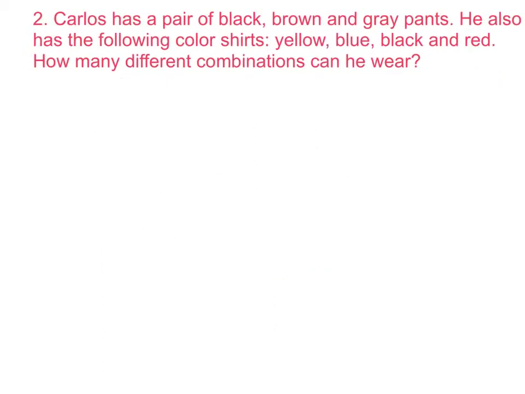The next one says Carlo has a pair of black, brown, and gray pants. He also has the following color shirts: yellow, blue, black, and red. How many different combinations can he wear? You can use a tree diagram, a list, or an area model here. I'm going to use an area model.